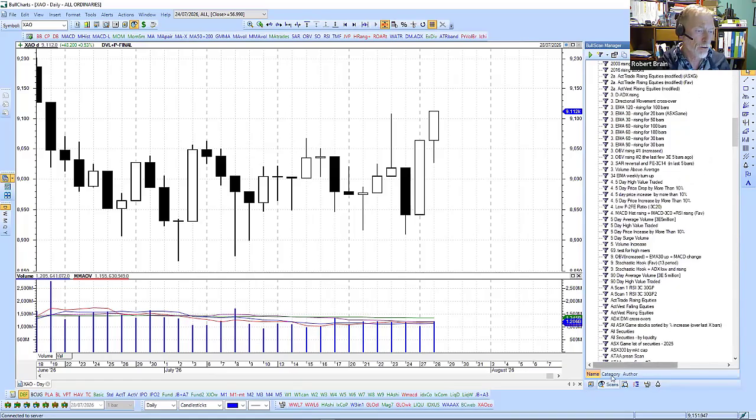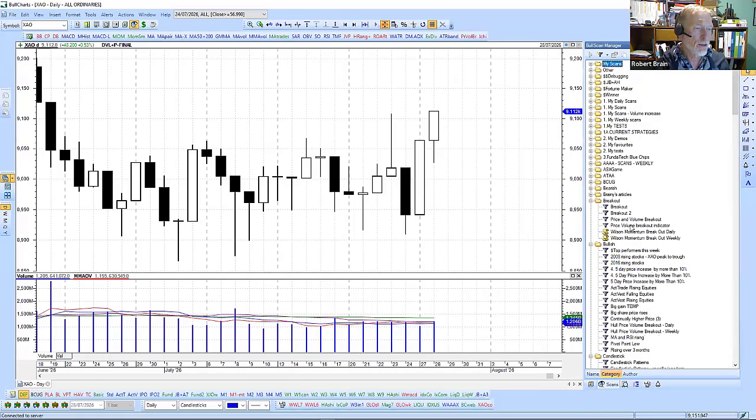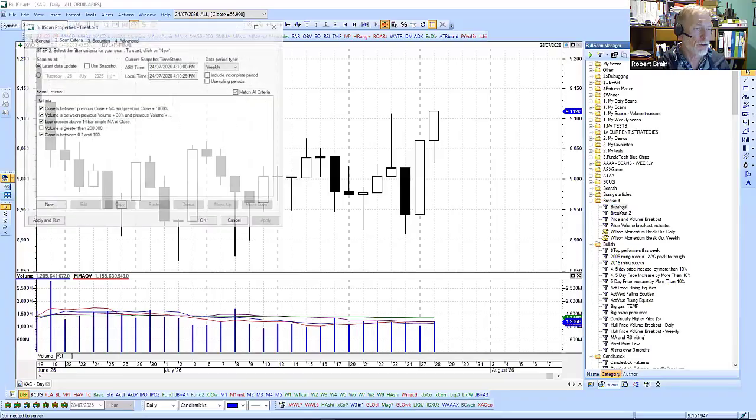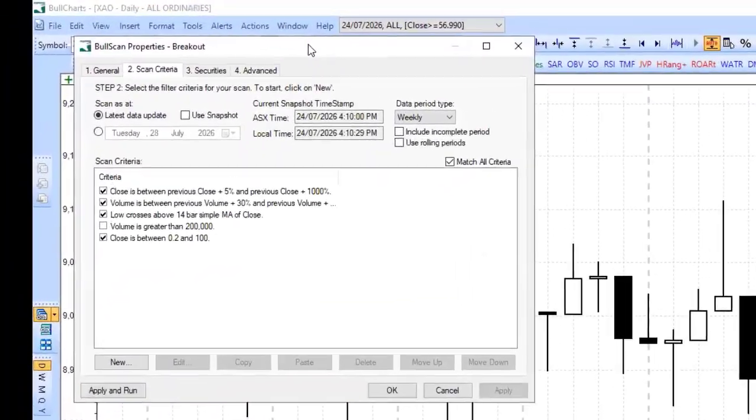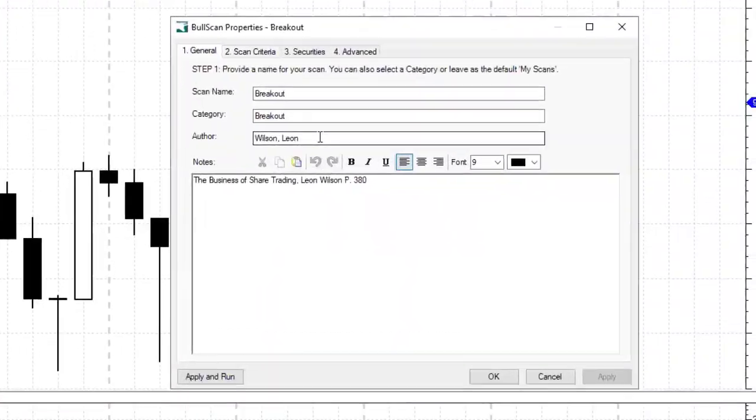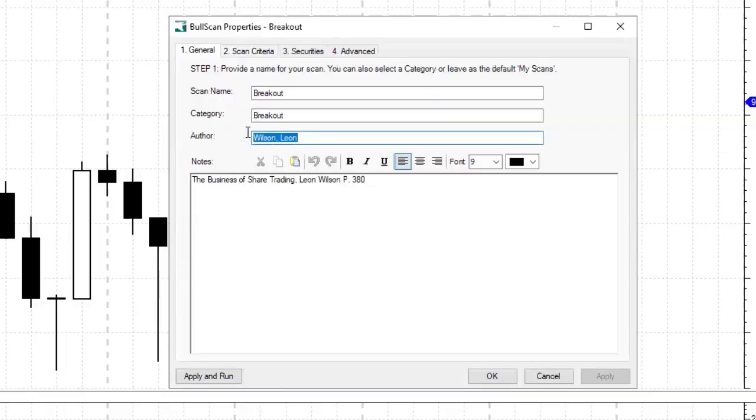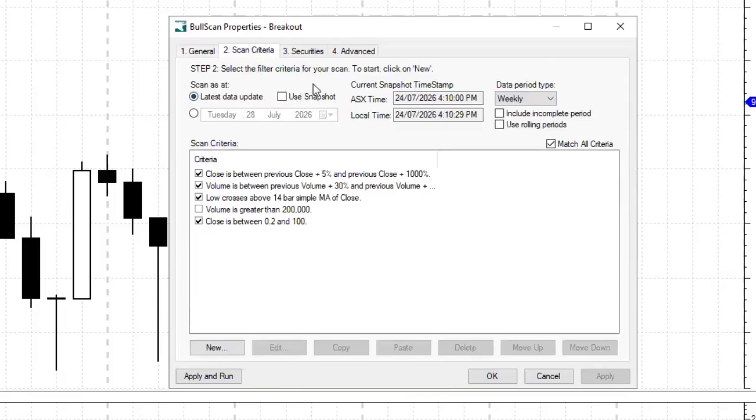If we go down to, say, category, have a look at something like this breakout strategy. It's not mine. Whose is this? Leon Wilson. Some of you might be familiar with Leon Wilson. He was based in Tassie. Don't know where he is now. He published a book into second edition, and there are some criteria there that it's worth looking at.